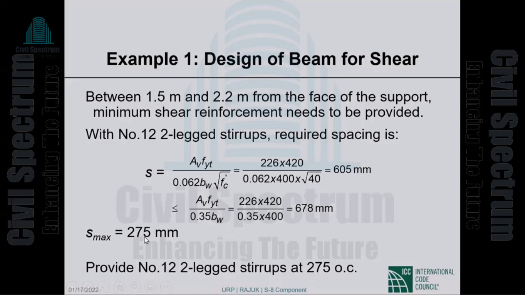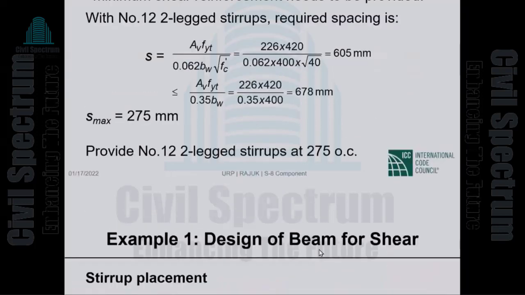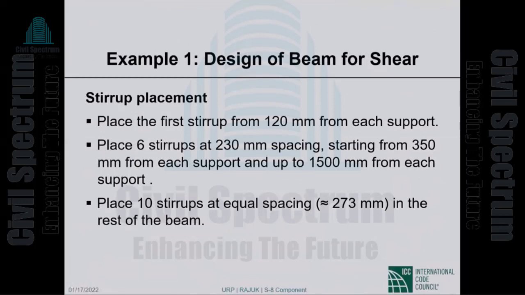The maximum spacing is 275. Remember, 1/2 of d is the governing. So even beyond 1.5 meters, we will provide two-leg stirrups at 275 millimeter spacing. That is the largest. So place the first stirrup at 120 millimeters from each support.